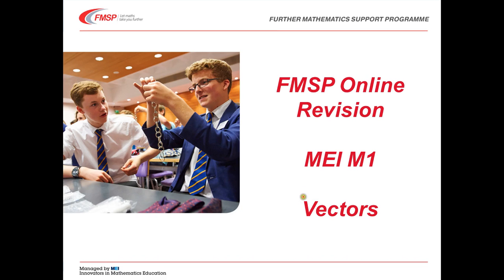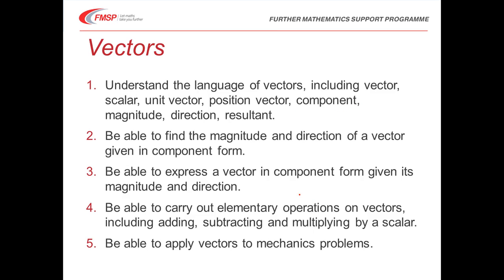The topic we're going to look at today is vectors, and we're going to start by looking at the content of the unit. So you need to be able to understand the different language that would be used on the examination papers, including the word vector, scalar, unit vectors, position vectors and so forth. You need to be able to find the magnitude and direction of a vector that's given in its two-component form, and then you also need to be able to express a vector that's given in component form in terms of its magnitude and direction. We need to be able to carry out elementary operations on vectors, things like adding and subtracting, multiplying by a scalar.